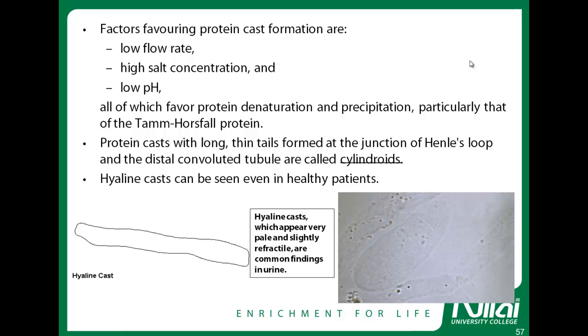Protein casts with long thin tails that form at the junction of the loop of Henle and the distal convoluted tubule are called cylindroids. Hyaline casts can be seen even in healthy patients. They appear very pale and slightly refractile, a common finding in urine.